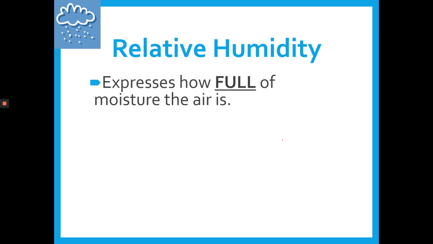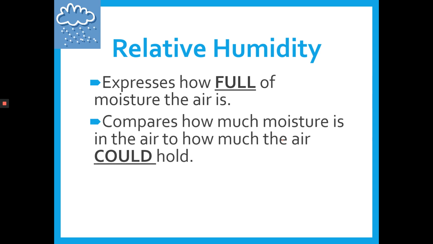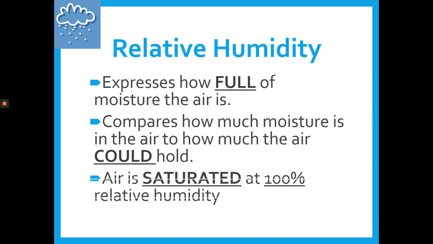So we're going to talk about this idea of relative humidity. Remember, the word relative is a comparison. Relative humidity expresses how full of moisture the air is compared to how much it can hold. Okay, so it's a percentage. It's like a ratio. You compare how much moisture is in the air to how much it could hold. Air is saturated at 100% relative humidity. This doesn't actually tell me how many grams of water are in the air. You can find that out using different kinds of calculations. It's not anything we're going to learn about in this class, but there are ways to figure out the amount of actual water in the air.